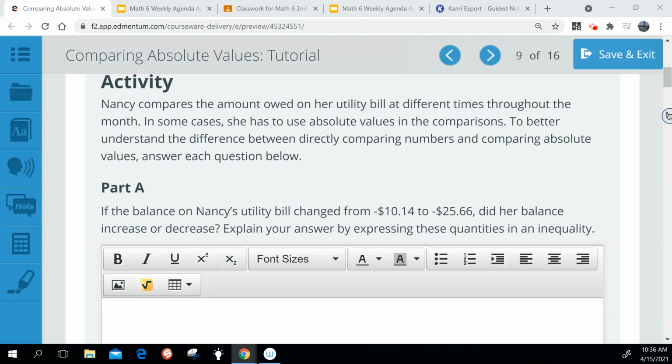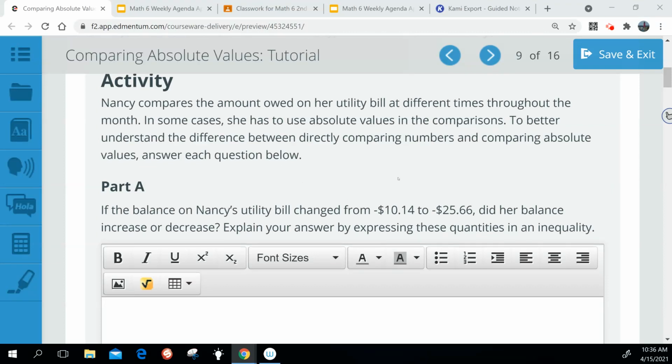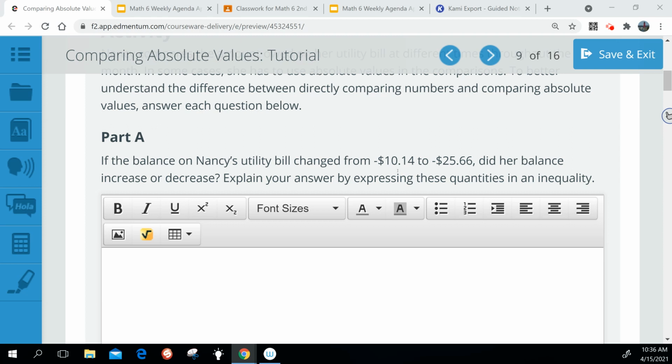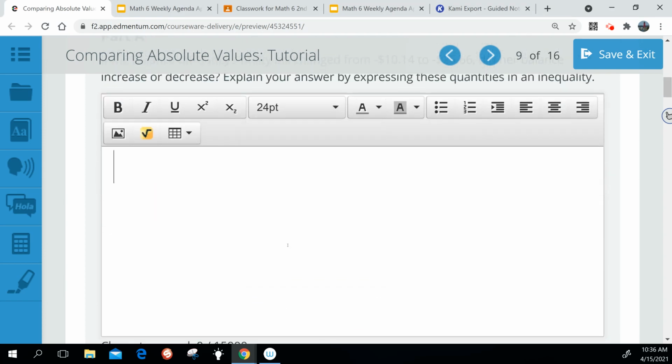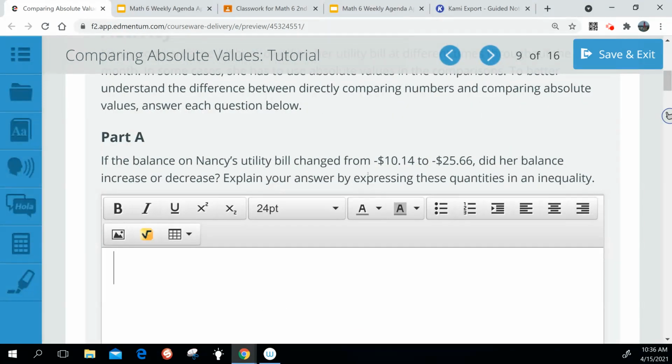If the balance on Nancy's utility bill changed from negative $10.14 to negative $25.66, did her balance increase or decrease? Explain your answer by representing these quantities in an inequality. So if we went from negative 10.14 to negative 25.66, did we go down or did we go up?